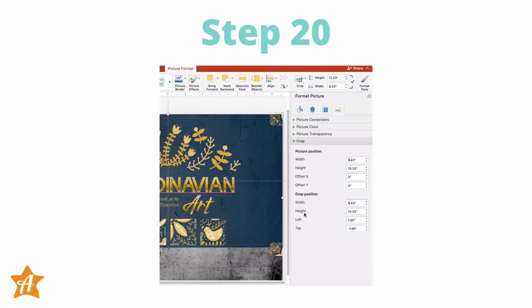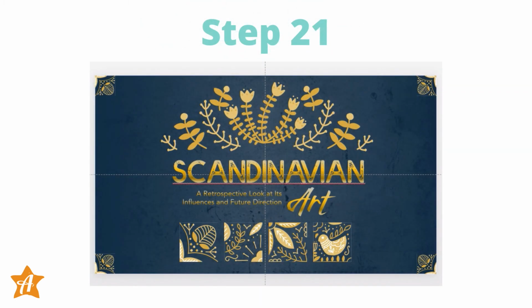You're going to select that. You're going to go to Format Picture and Crop, and then adjust the settings until it only covers the slide page. And then there you have it. At this point, you can adjust the size of everything and tweak anything that you don't love, but that's basically it.